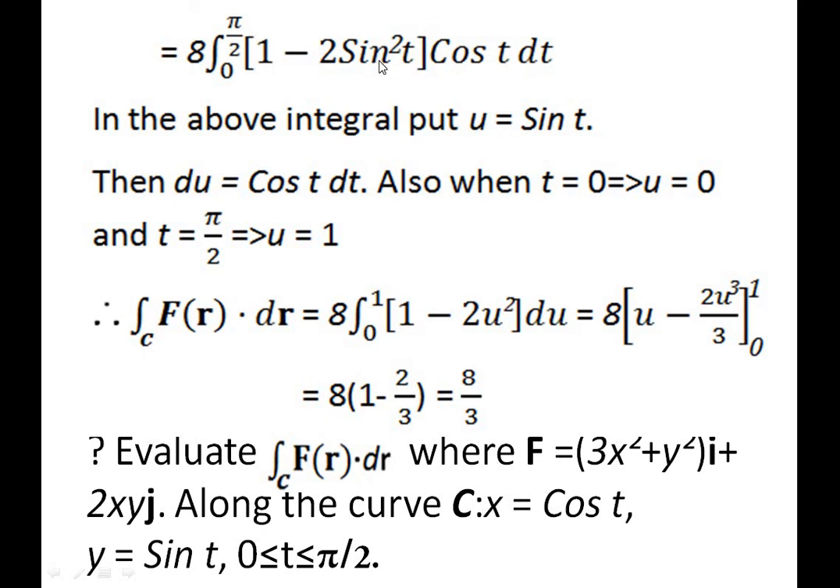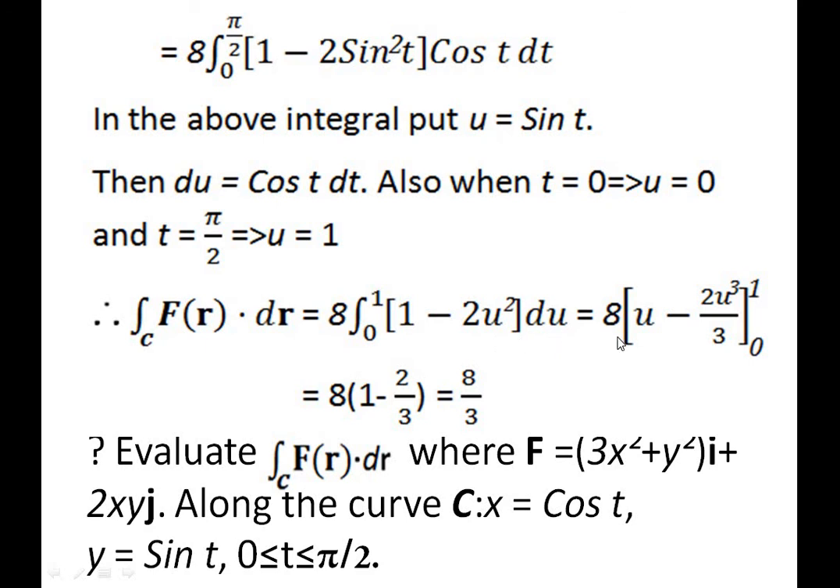Here we substitute sin t equal to u, because the derivative gives du equal to cos t dt. In the above integral we put u equal to sin t, then we get du equal to cos t dt. Then the limits also change. When t equal to 0, sin 0 equal to 0, that is u equal to 0. When t equal to pi by 2, sin pi by 2 equal to 1, that is u equal to 1. Therefore the integral over C of F dot dr equal to 8 into the integral from 0 to 1 of 1 minus 2 u square du, instead of sin we substitute u.